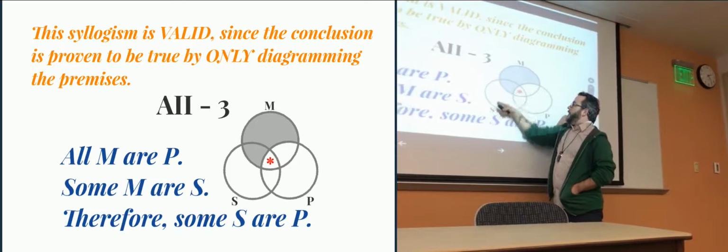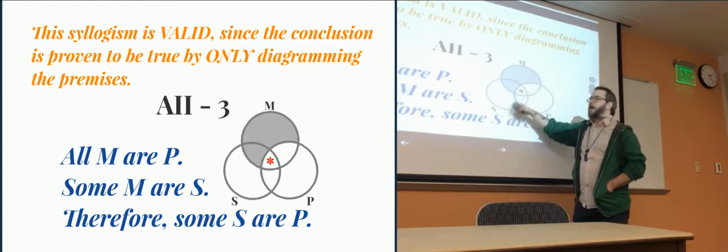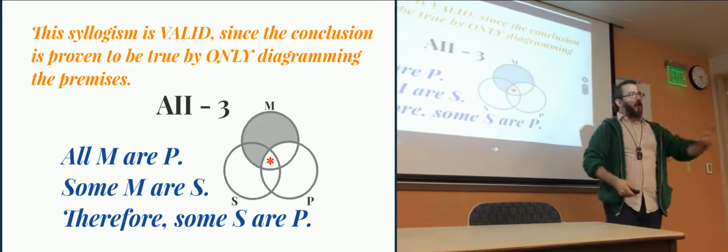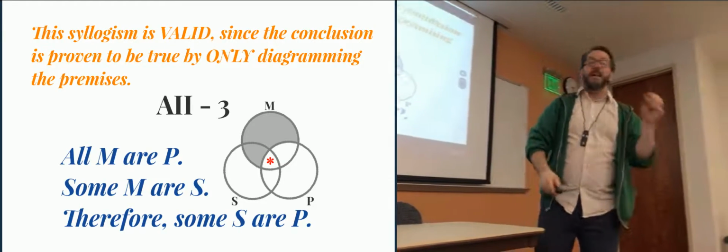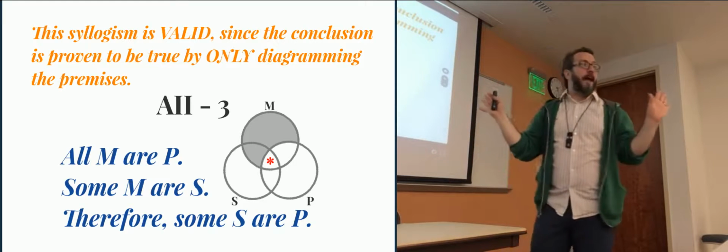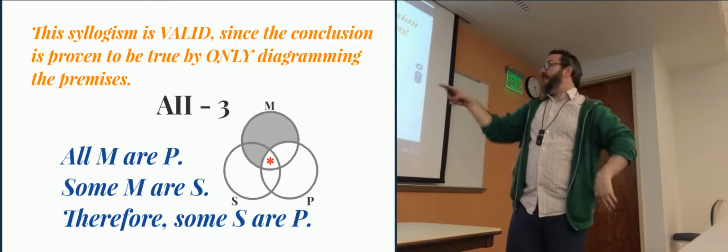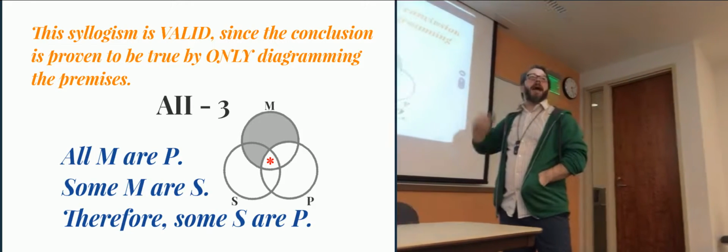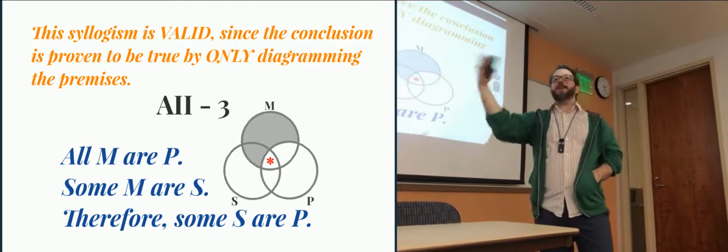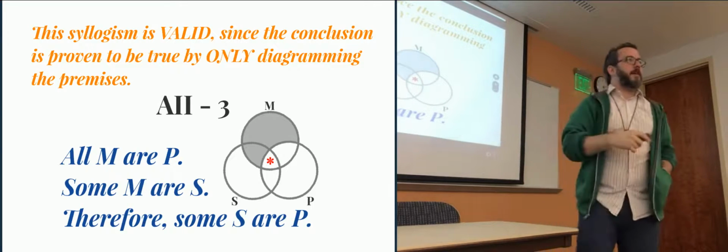That X is in the S circle. It's also in the P circle. There exists at least one thing that's an S that's also a P. I know that this syllogism is valid just by diagramming its premises and noticing that I've already diagrammed its conclusion. If I can't do that, if my conclusion isn't anywhere to be found without adding more stuff to the diagram, invalid. The argument's invalid. My premises aren't enough to guarantee my conclusion.